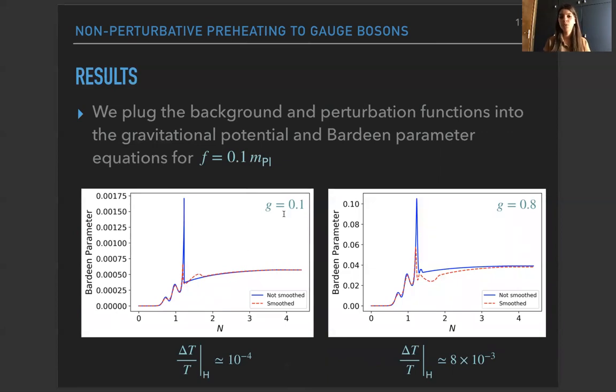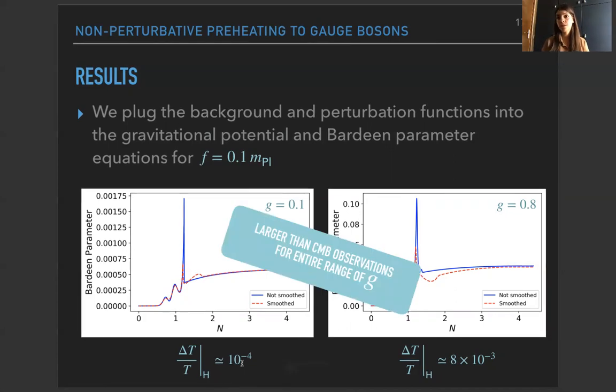So here we plotted for two extreme values of the gauge coupling. One is quite low and the other one is quite large. You can see that even for a gauge coupling of 0.1, which is quite low in standard model terms, the delta T over T that you would get is already 10 to the minus 4, which is slightly larger than what Planck observes. So you can actually exclude resonant decays of the inflaton to these Higgs gauge bosons. And note also that the main increase of the Bardeen parameter happens within 1 e-fold after the end of inflation.